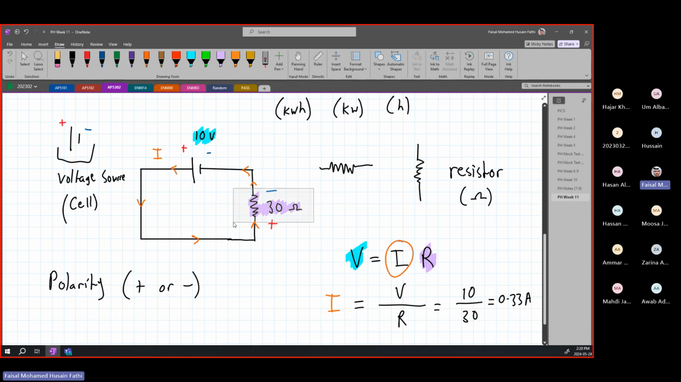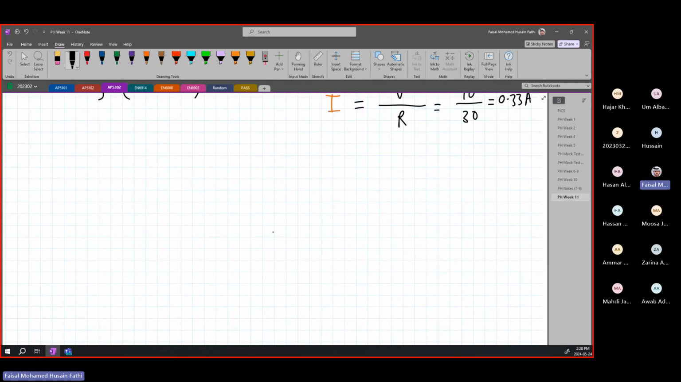However, most circuits, we don't just have one resistor, there are two resistors, sometimes three, sometimes four, and they're connected in two different ways usually. And I will cover that right now. So the first way resistors can be connected is called in series. What does this mean? So a series connection.